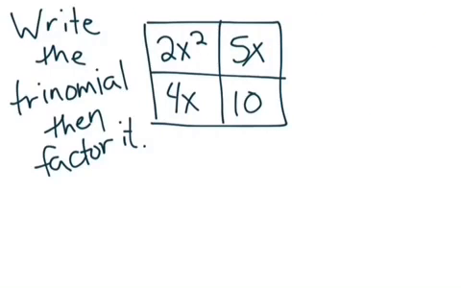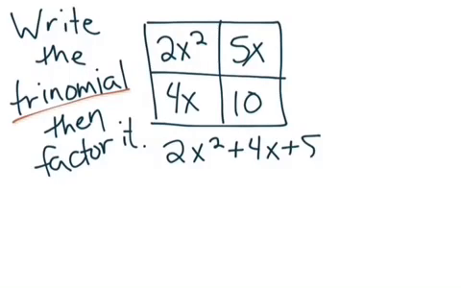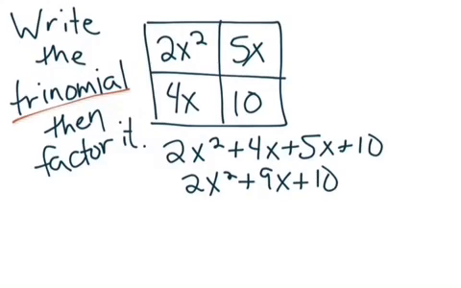Okay, finally I just want to show you this type of problem that the book will present you so you know what it's talking about. They might give you a box here, which is basically the result of using the tabular method to multiply two binomials, and they say write the trinomial and then factor it. So you just need to pull the things out of the box, combine the like terms, which gets you to the trinomial. Right, so I had to combine my 4x and my 5x, so I have 2x squared plus 9x plus 10. And let's just factor it for fun here.